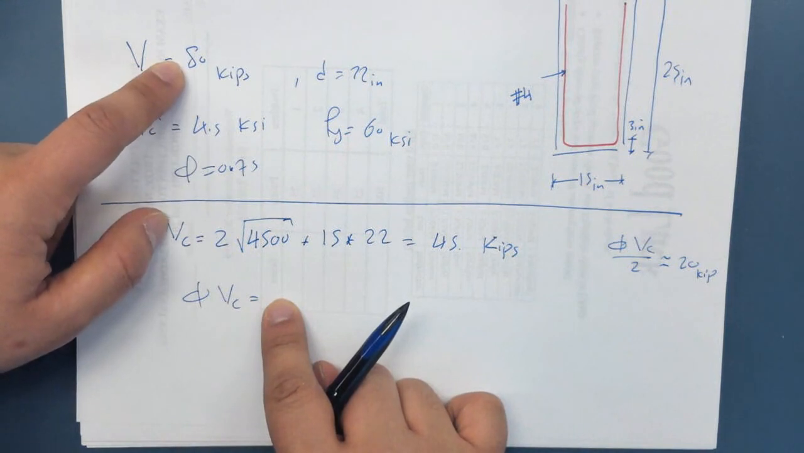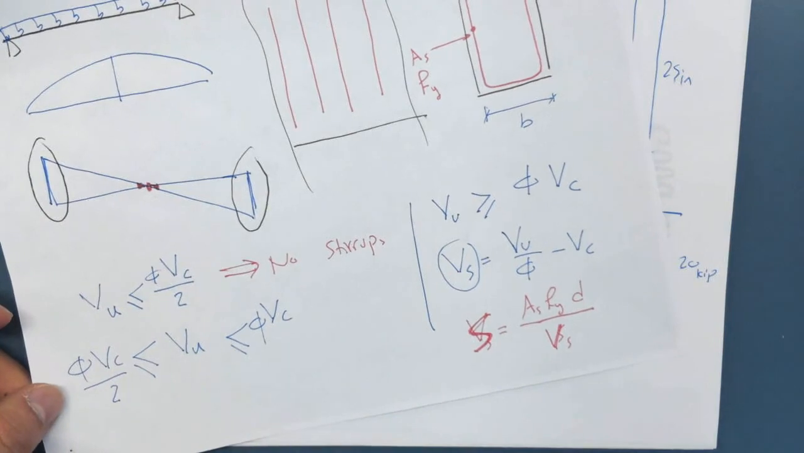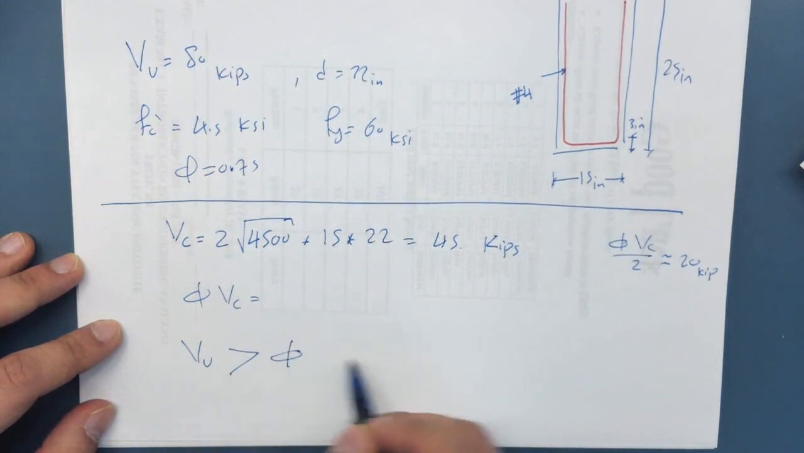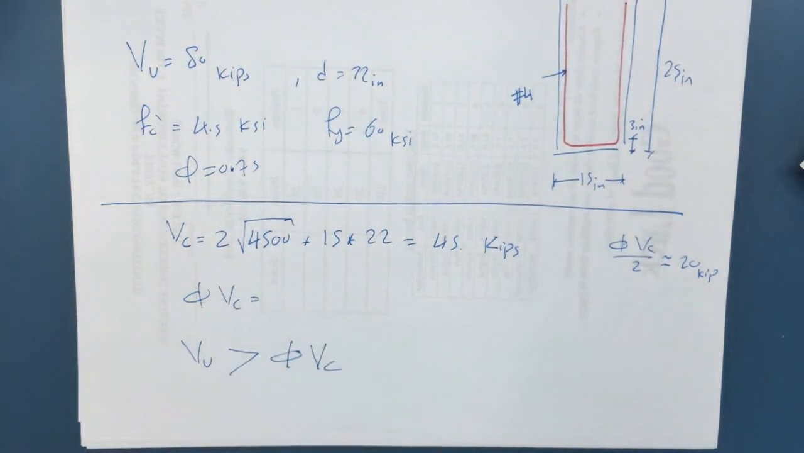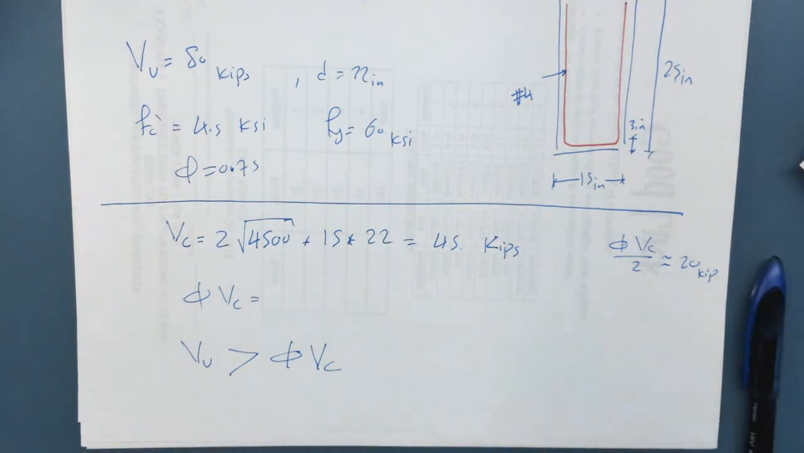It's less than 80. Okay, so we are not in between both of those. We're actually exceeding this phi VC. So V ultimate is exceeding phi VC, which means that we will have to go to the same table. I'm going to scroll back just to the same slide.